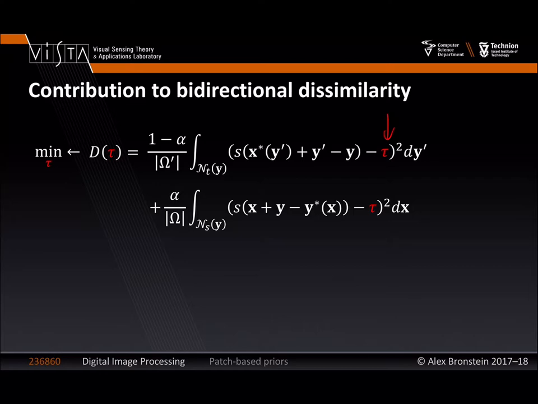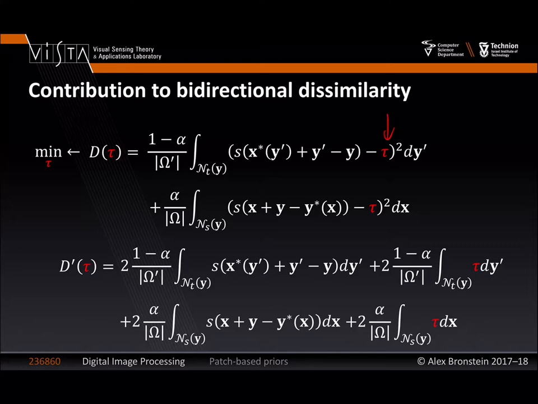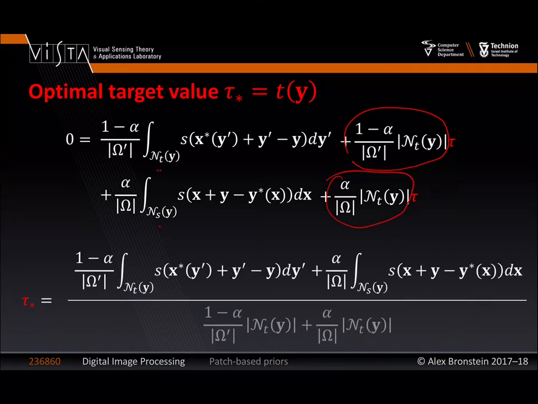Of course, you can see that we have here some kind of averages. So for the solution, I just take the derivative with respect to tau. I think of bidirectional similarity as a function of this tau only. I equate the derivative to zero to find tau. This is what I'm going to get. Basically, this is just the volumes of those integrals that integrate over tau. And here I have the averages of the source points. So the optimal tau will be given by this fraction.